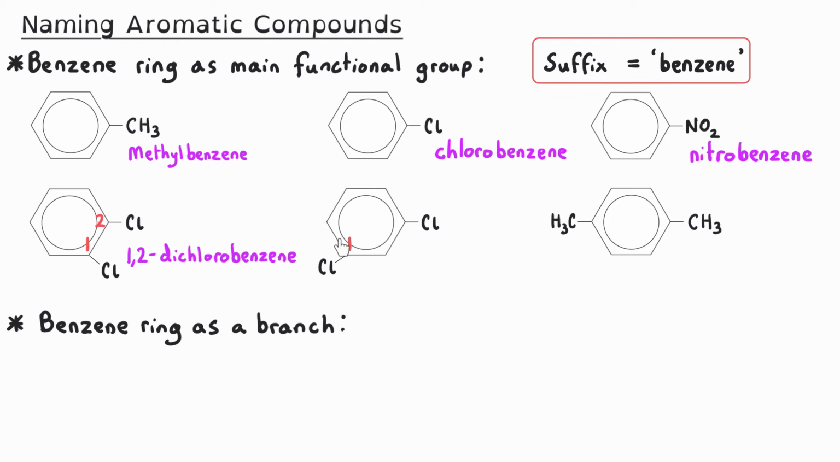And so if we went clockwise around the ring, this would be 1,5-dichlorobenzene, but going anti-clockwise, we get to 1,3-dichlorobenzene, which keeps the numbers smaller, and so we use that.